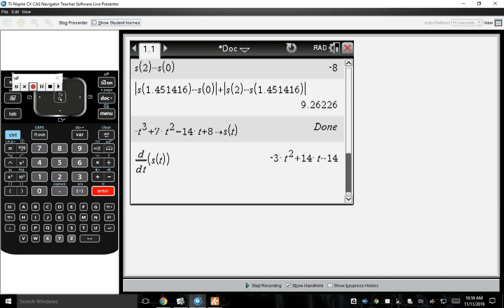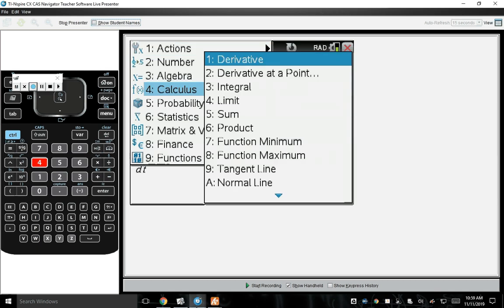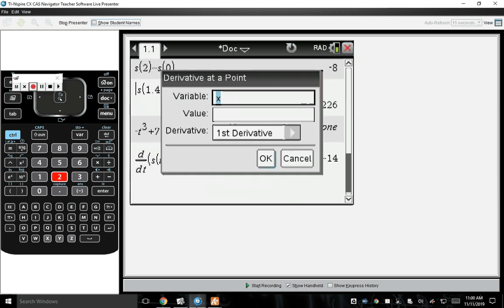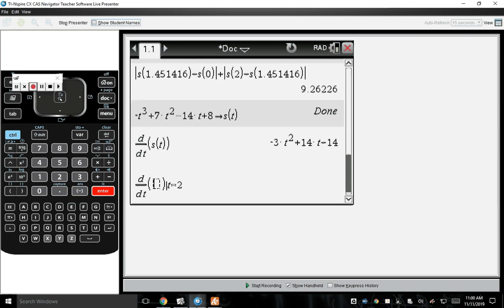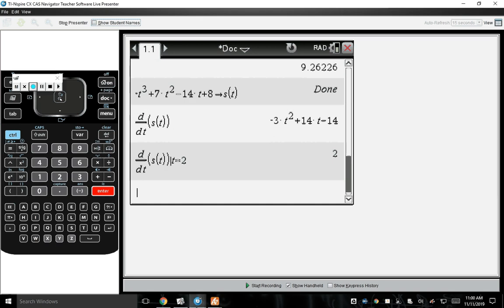The second one says at 2 seconds. If I want to know at 2 seconds, I press menu, 4 for calculus, 2 for derivative at a point. You're saying at a specific point in time. What do you think I put here? t. What do you think I put for the value? 2. And is it the first or second derivative from what I have stored? It's the first, because we're looking at the velocity. Now notice the notation. You're saying not only take the derivative of the stored function s of t, but plug in 2 at the same time. So the answer becomes 2 meters per second.